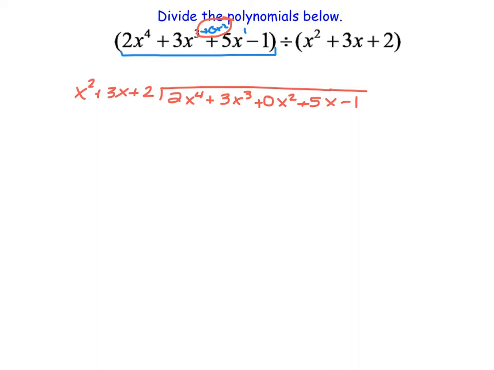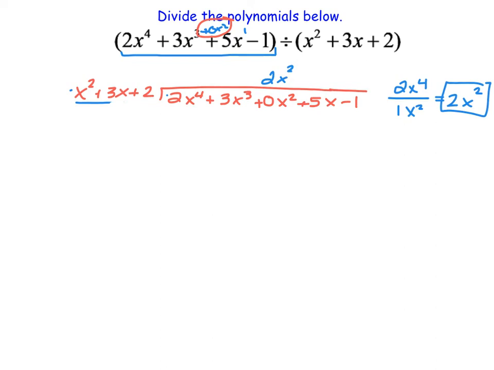Now, just like we started before, we look at the first term on the inside and the first term on the outside, and we divide them. So I take 2x to the fourth, and I divide it by 1x squared. 2 over 1 is 2. X to the fourth over x squared, we subtract the exponents, and I get x squared. So I'm going to multiply all three of these by 2x squared.